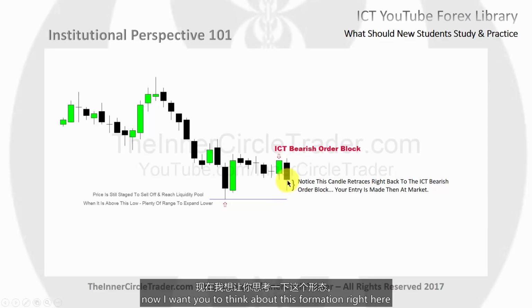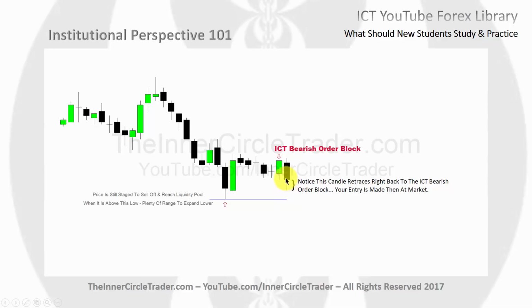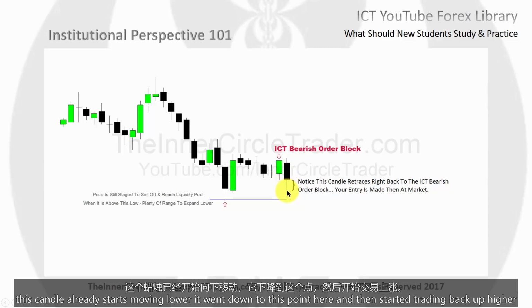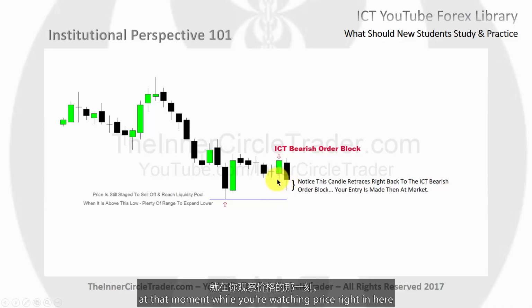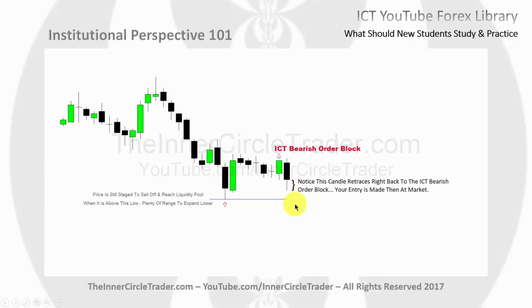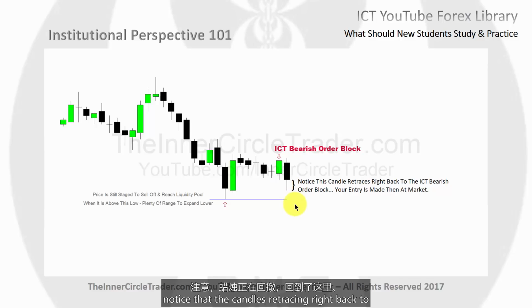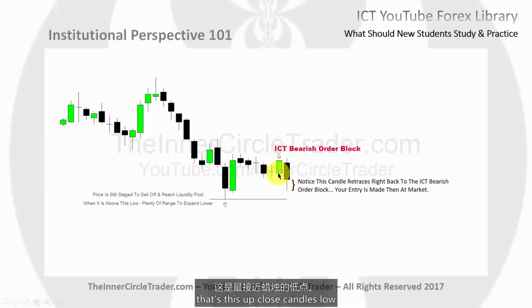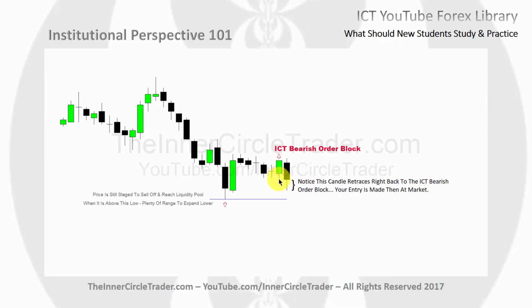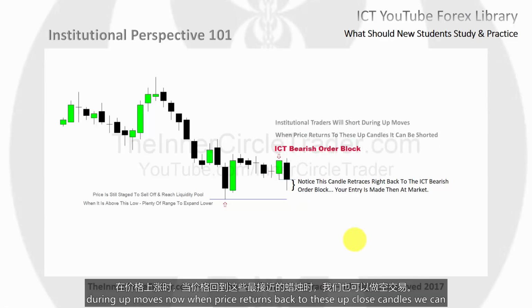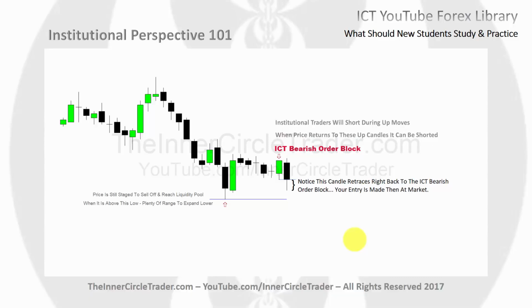But now I want you to think about this formation right here. This candle already starts moving lower. It went down to this point here and then started trading back up higher. At that moment, while you're watching price, right in here, that's when you time your entry. Notice that the candle's retracing right back to the ICT bearish order block's low. And that's this up close candle's low. That is exactly when your entry is made at the market. Institutional traders will short during up moves. Now, when price returns back to these up close candles, we can be shorting it as well.